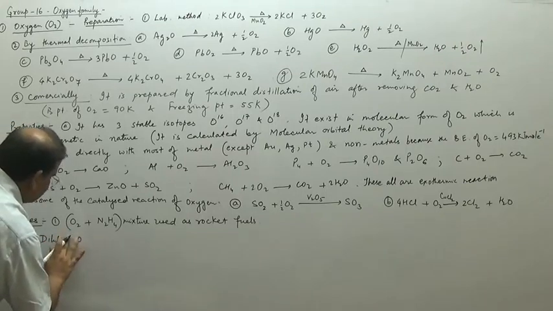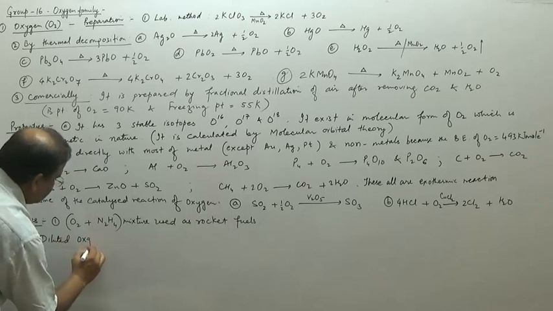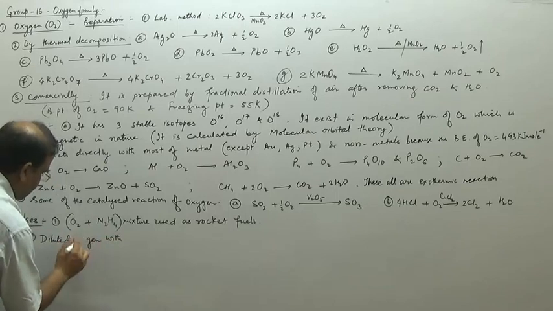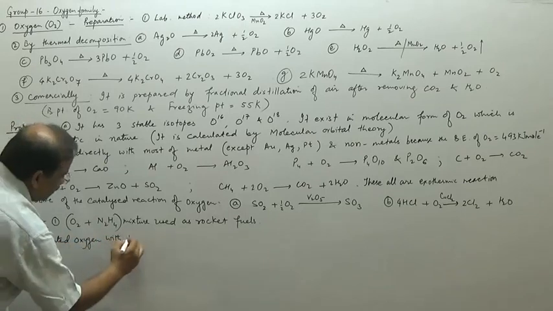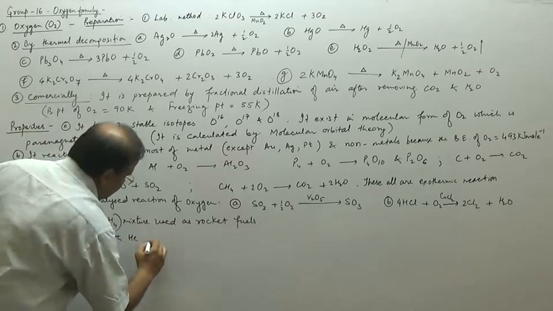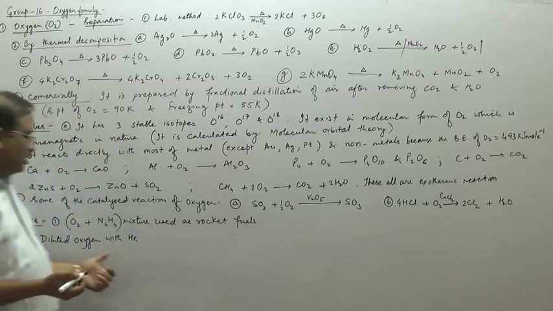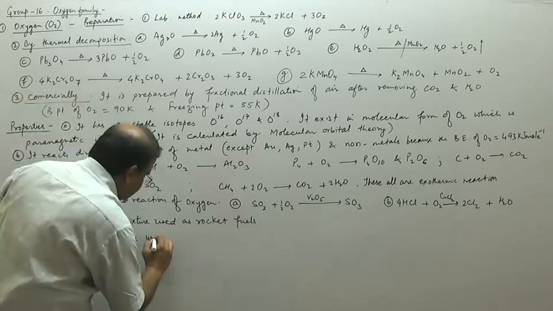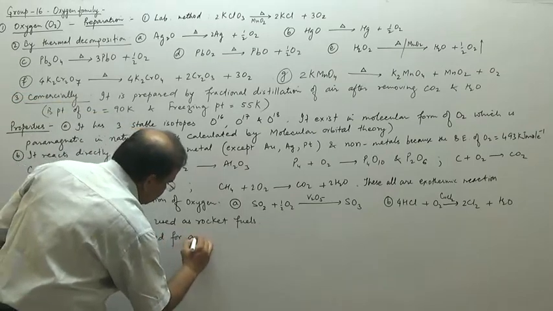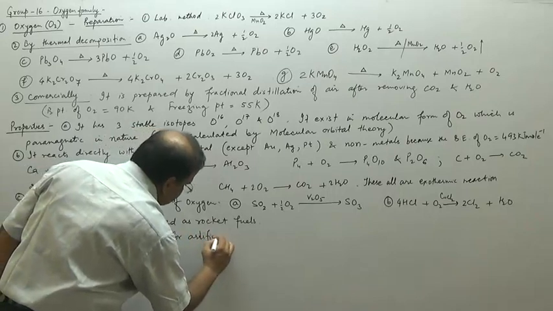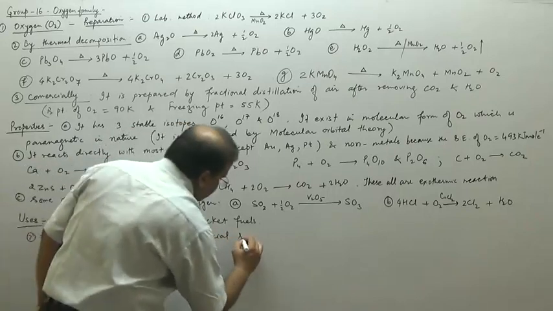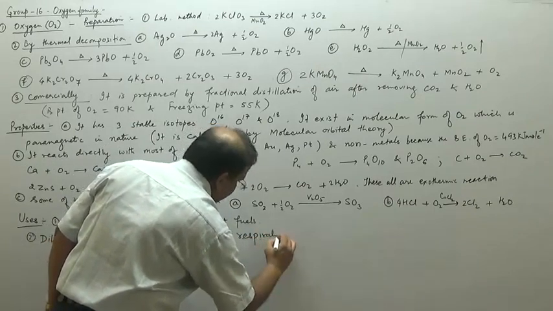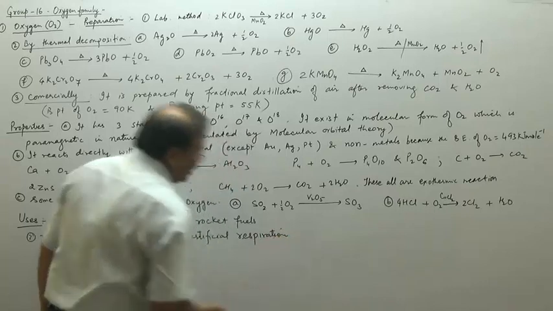So diluted oxygen with helium, that is oxygen with helium, we used to say that, and right now generally it is helium. So diluted oxygen with helium is used for artificial respiration, we used to say that. So that is artificial respiration.